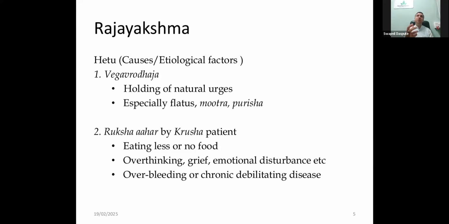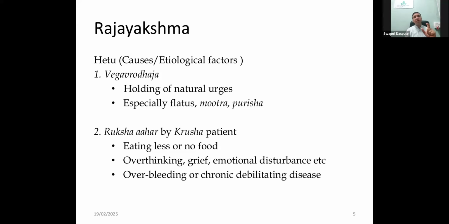Suppose the urge to pass flatus or purisha is held for a long time, then pain in the stomach or difficulty in breathing or headache, discomfort in the abdomen, pain in the anal region will be seen. And when the urge is released, most of the issues will subside immediately and a few will settle after a while.